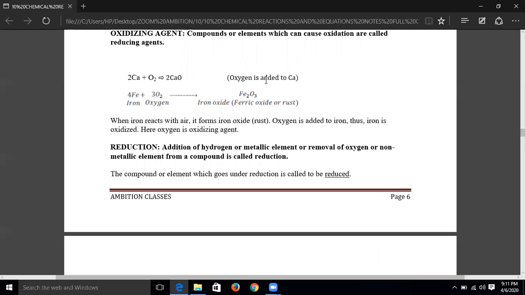Here, oxygen is added to calcium, so this is oxidation reaction. Oxygen is oxidizing agent, calcium is oxidized. Here, oxygen reacts with iron to form iron oxide, that is ferric oxide. Here, iron is oxidized to Fe2O3. Oxygen is oxidizing agent, and this is the addition of oxygen.